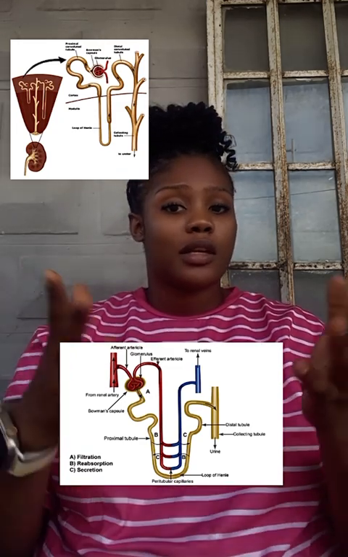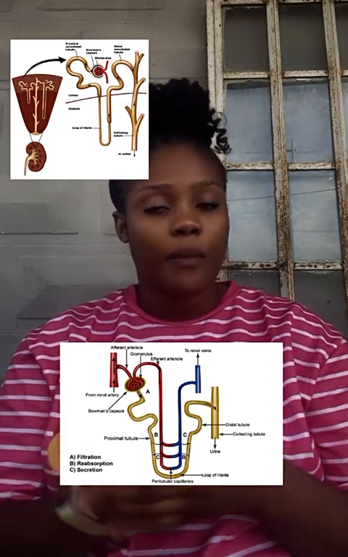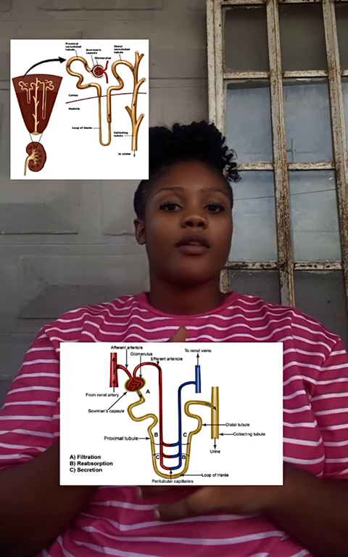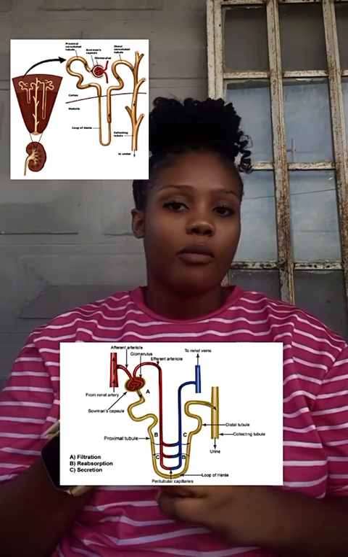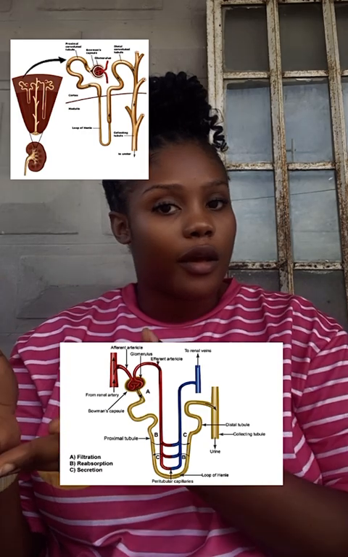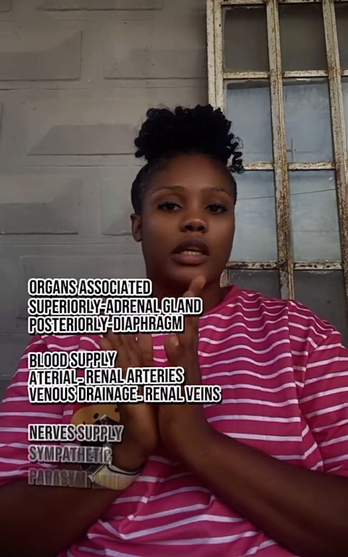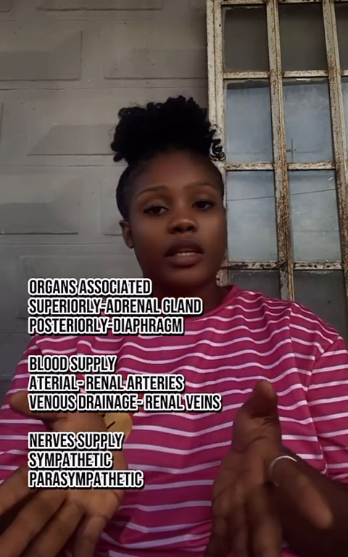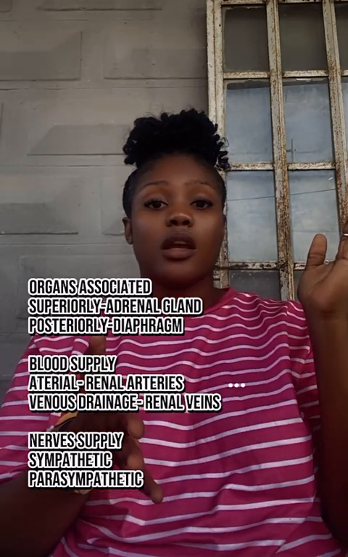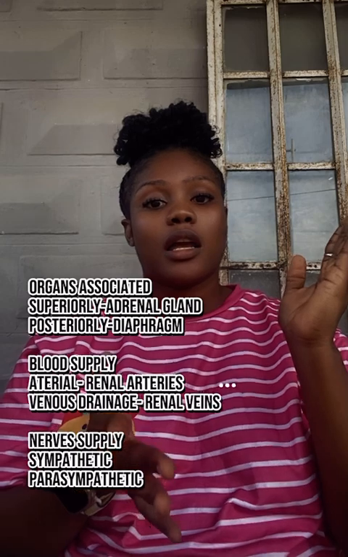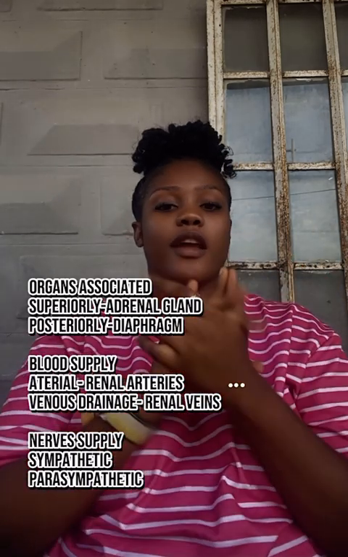Now, let's talk about the layers of the filtration barrier. It has three layers: the capillary endothelial layer, the basement membrane, and the capsule epithelial layer. So that's all for the kidney. Talking about the organs associated with the kidney, anteriorly and superiorly are the adrenal glands, and posteriorly is the diaphragm.